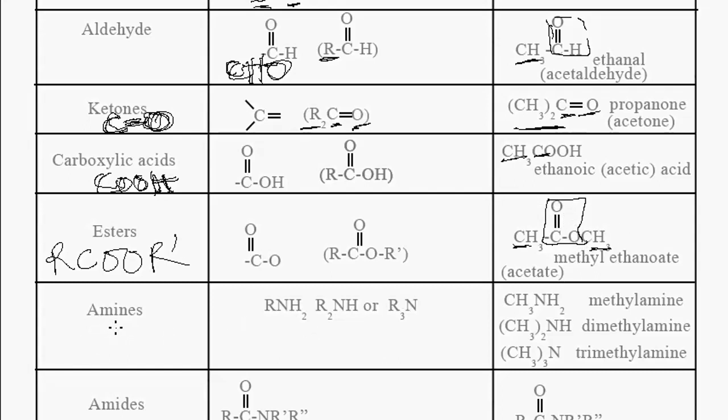So we have the amines too. Usually amines are nitrogen containing, so it can be RNH2, it can be R2NH, it can be R3N. So simple examples of the amines, we have CH3NH2, which is the methylamine. We have also the dimethylamine. We also have the trimethylamine.